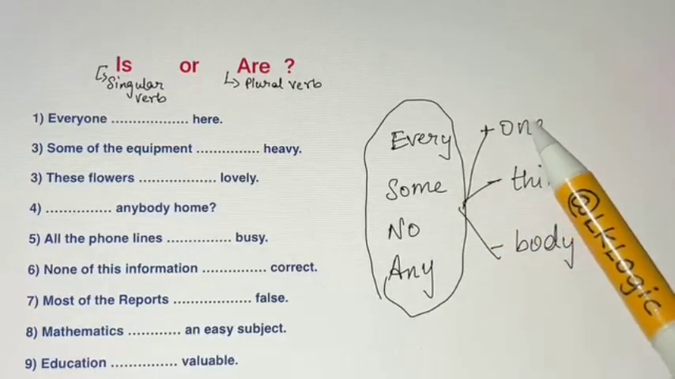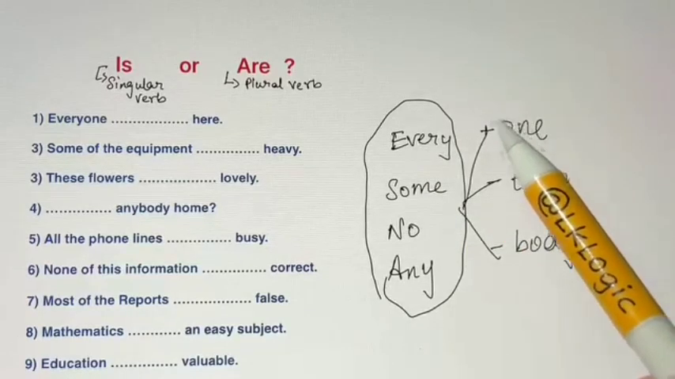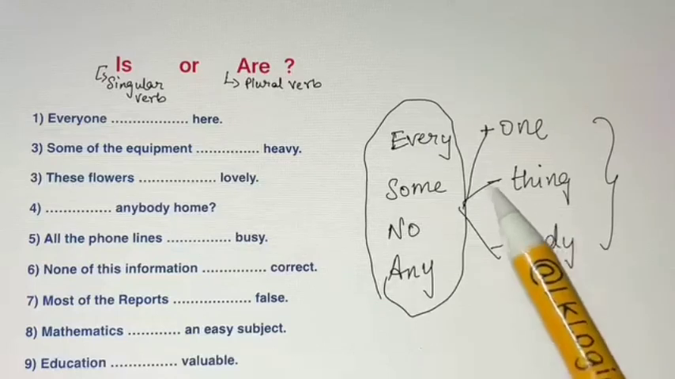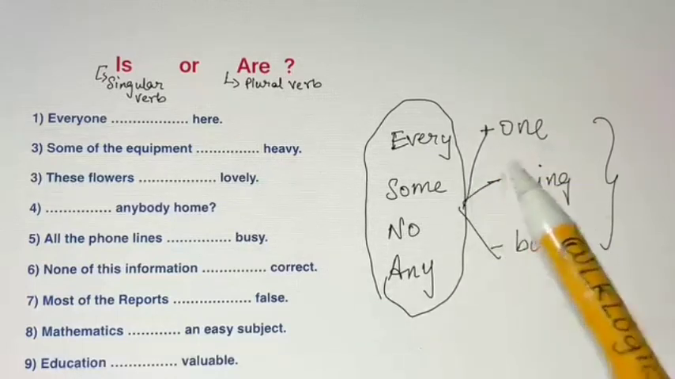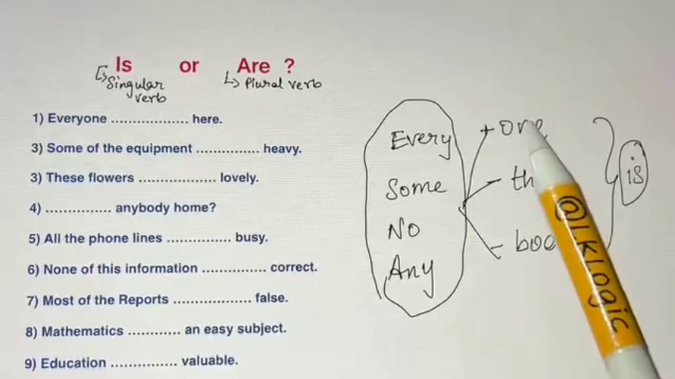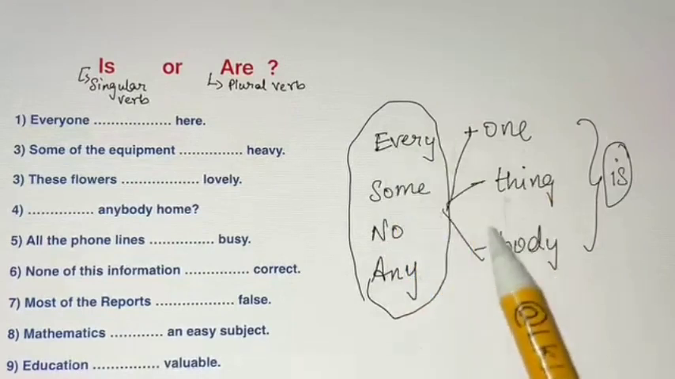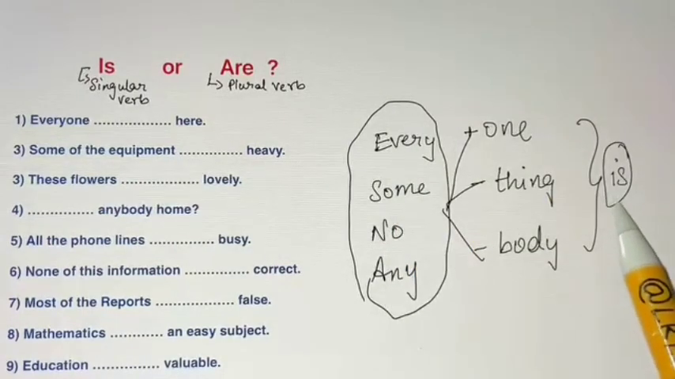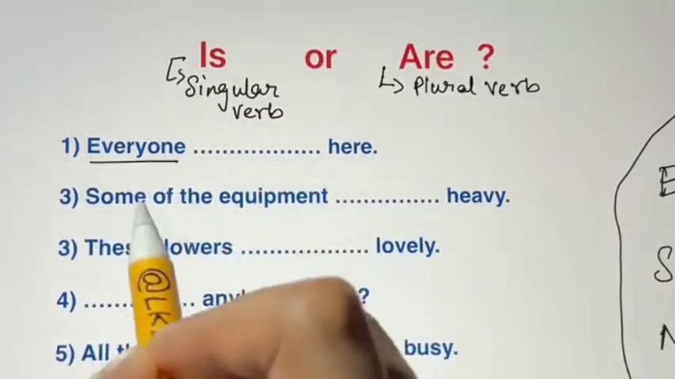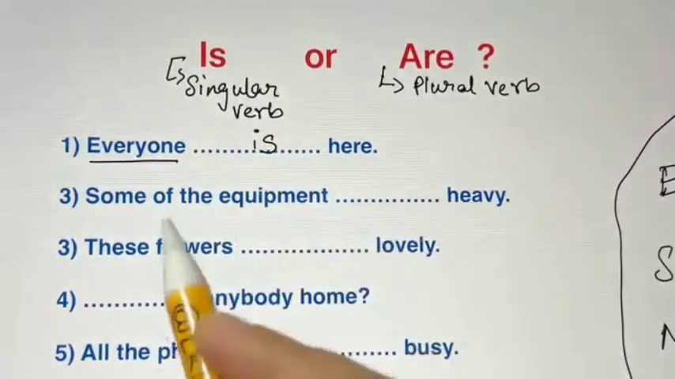Now everyone, it seems like a lot of people, like everyone, everybody. But this is a singular subject. So these all are taken as a singular subject and can be written with is, right? Everyone is doing work. Someone is doing work. So now everyone blank here. Everyone is a singular subject, right? So with this we are writing is.